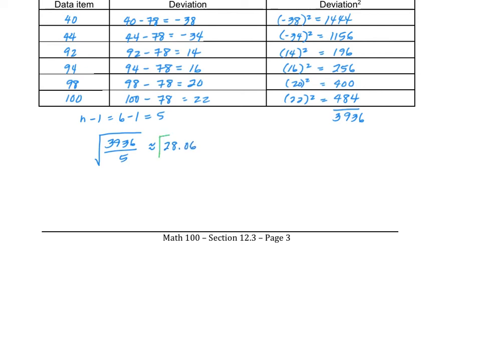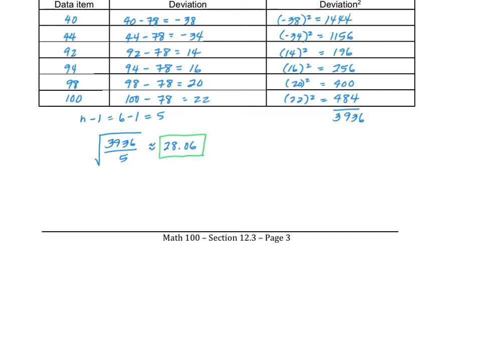So notice this standard deviation is what I expected it to be. It's a lot higher because my data items are more spread apart. So again, if your data items are closer together, your standard deviation should be lower. If they're spread apart, your standard deviation should be higher. And that's the whole point of this section, is to measure how far apart our data items are.